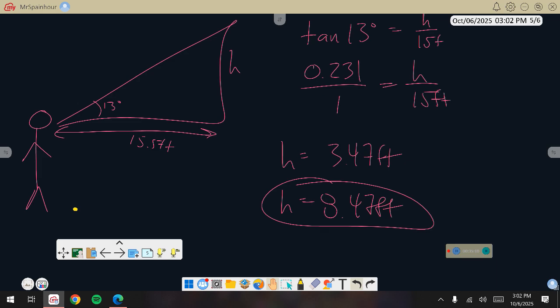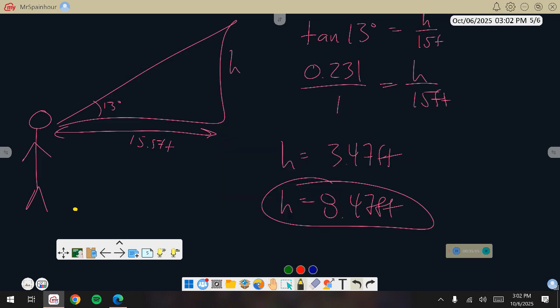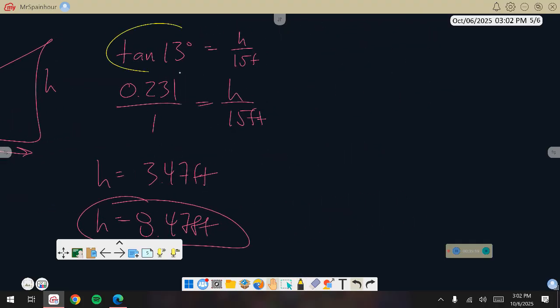Now, here's how you are usually going to do these problems. I wanted to show you this because I want you to see this math right over here. But here's what you're usually going to do. One, you are going to set this up. But there's no reason to actually do the 0.231 right in here. What you're usually going to do instead is some really basic algebra. To get h by itself, I'm just going to multiply 15 on both sides, and you're going to get that h is equal to 15 feet times the tangent of 13 degrees, and punch that all into the calculator at the exact same time. Now, does that do the exact same thing?